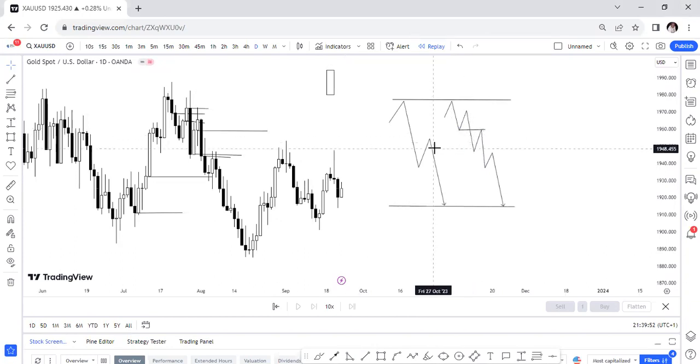So this breakout here in daily is just a single candlestick. In a daily, it's a good candlestick, but you will not see it if you don't come to 4 hours. If you don't, you will not see the breakout.